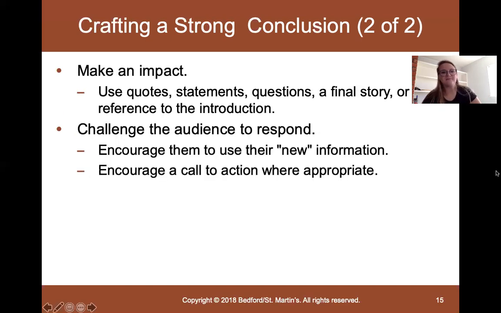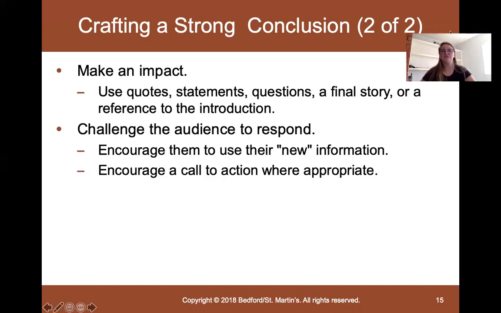And make sure we go through that mental checklist. We want to make an impact. Use quotes, statements, questions, a final story, or a reference to the introduction. Challenge the audience to respond. Encourage them to use their new information unless it's an informative speech, and encourage them with a call to action where appropriate. So calls to action are awesome in persuasive speeches.